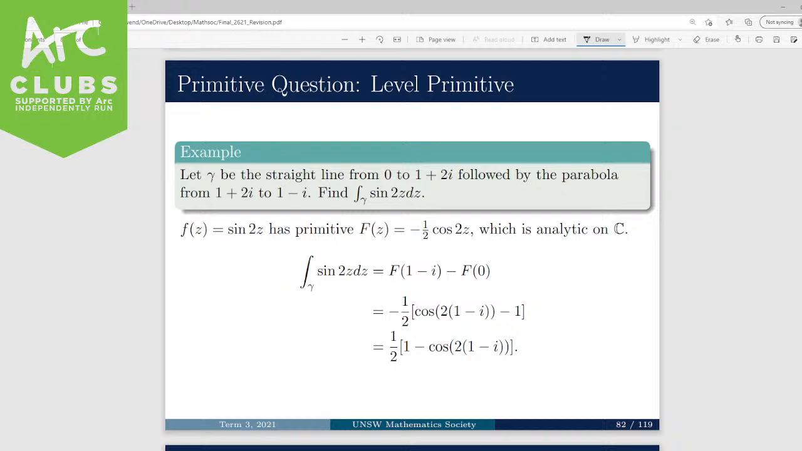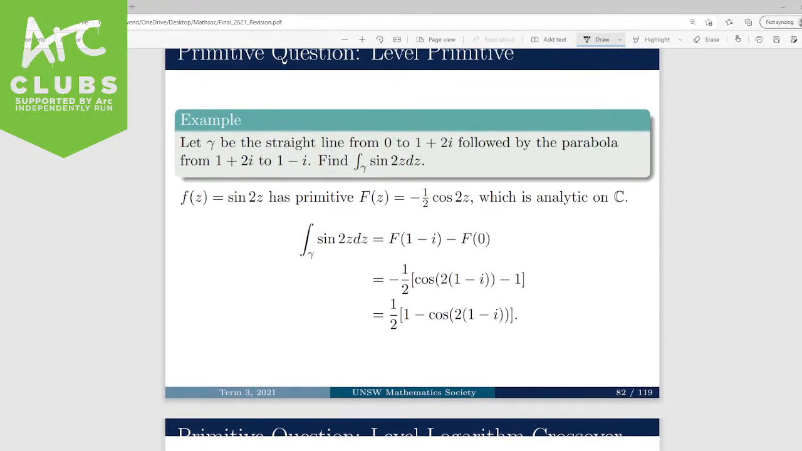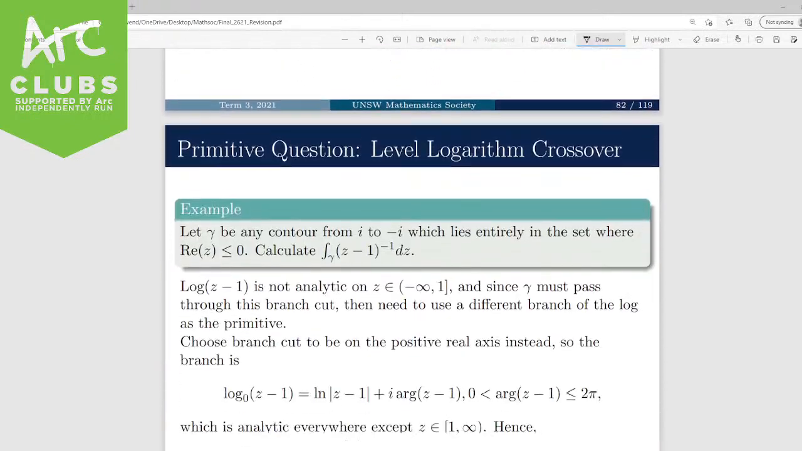You just know the initial point is 0 and the final point is 1 minus i, and you just sub them into your primitive. So your primitive is negative half cosine 2z. You sub it in and you have cosine of 2 times 1 minus i, so there's the 1 minus i being subbed in, minus cosine 0, which is just 1. And there you have it. There's your integral. Life is really good if you can use this primitive method on it.